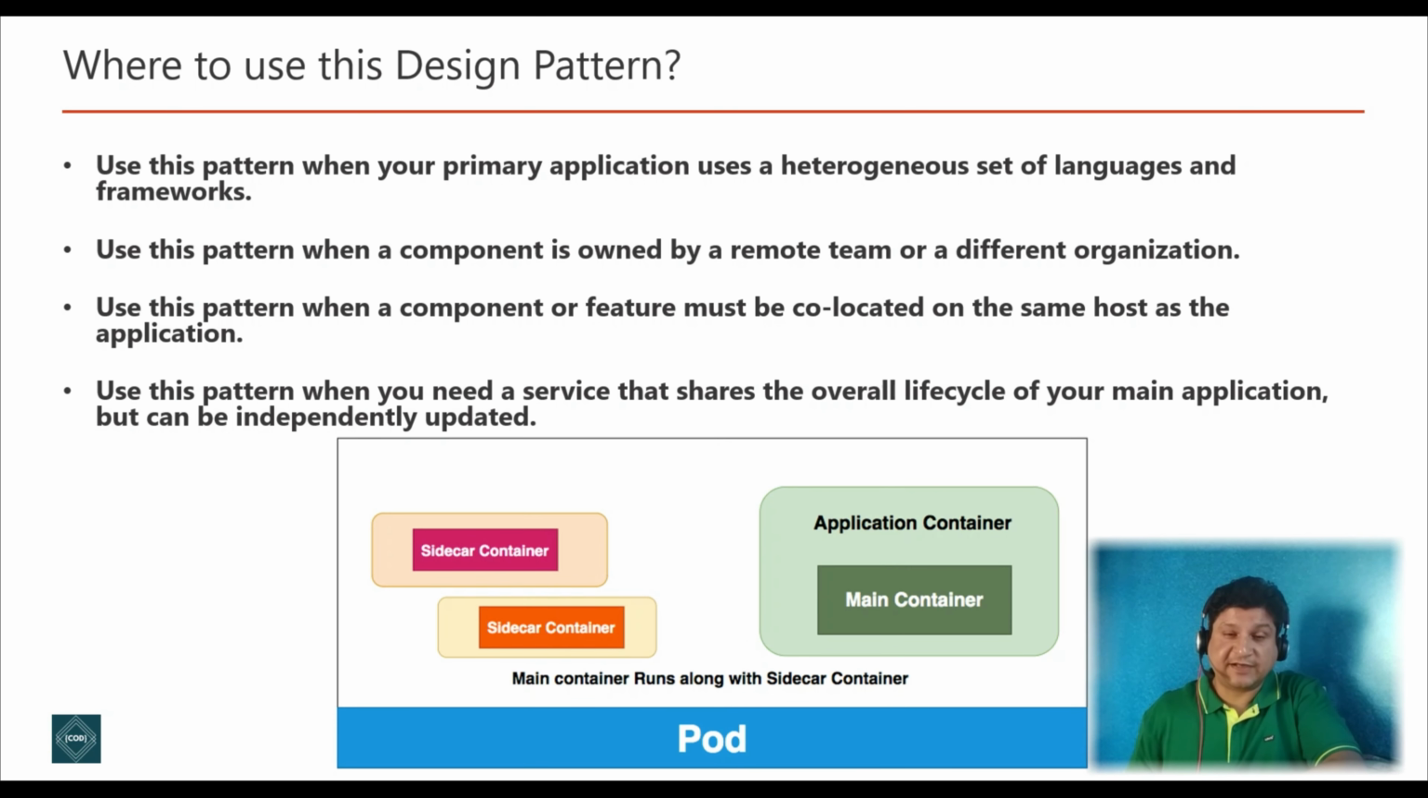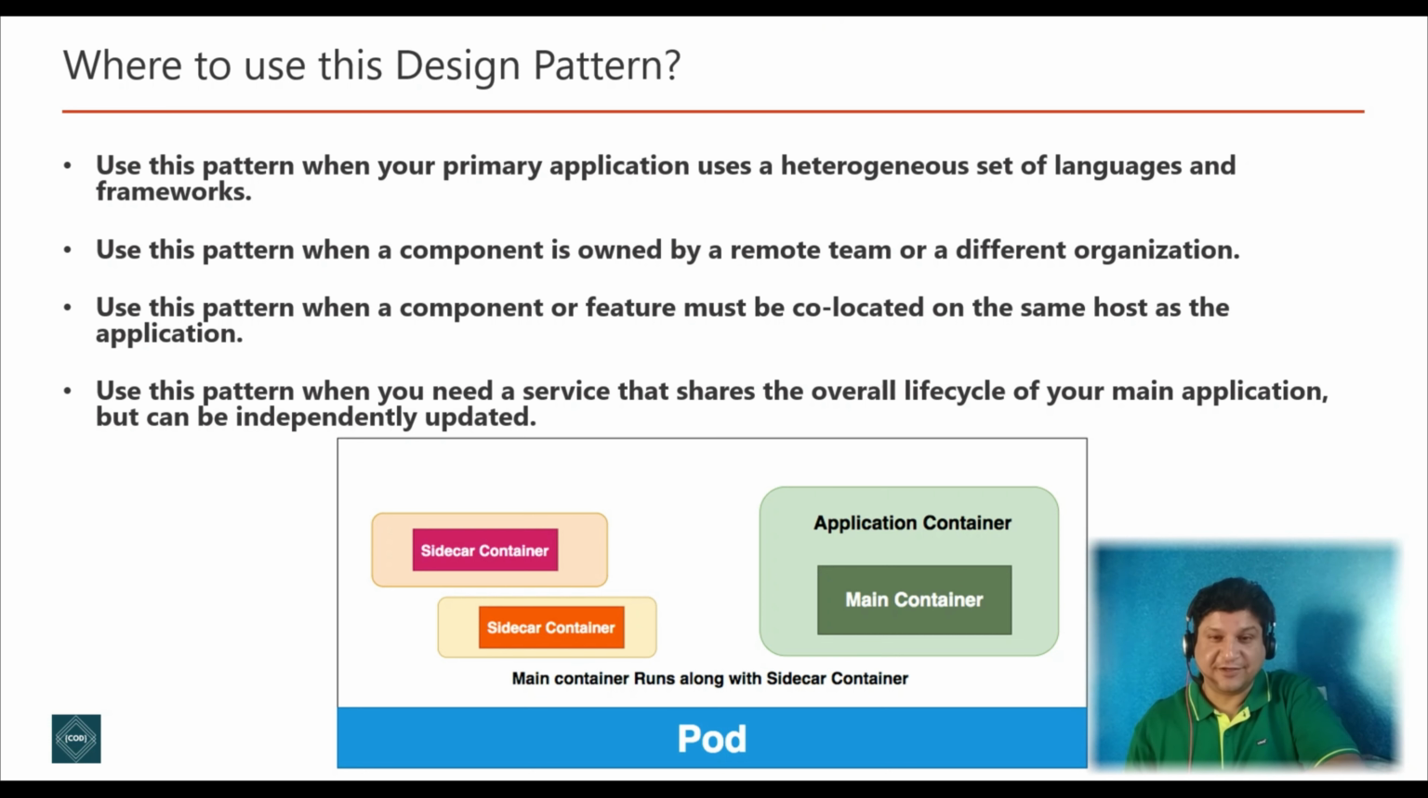Okay, friends, now let's understand the use cases of this pattern. Where to use this pattern in our project. Use this pattern whenever your primary application uses a heterogeneous set of frameworks or programming languages. A component located in a sidecar service can be consumed by applications written in different languages using different frameworks. Use this pattern when a component is owned by a remote team or a different organization.